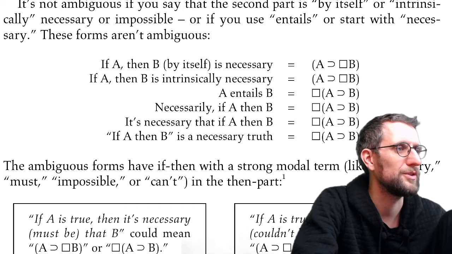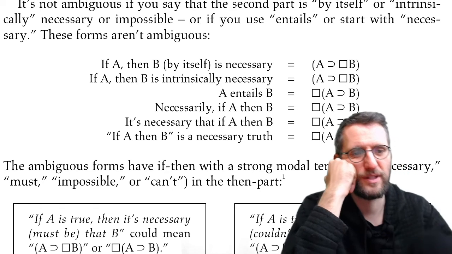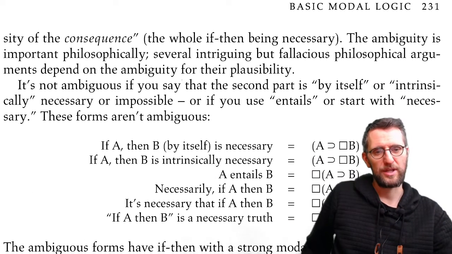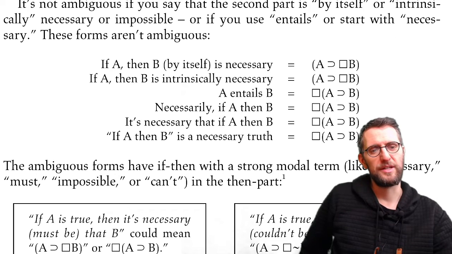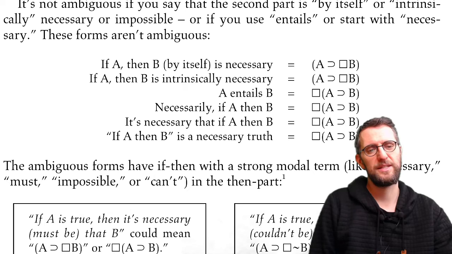If A then B by itself is necessary. So let's look at some examples, okay? Let's see how we write that. If A then B by itself is necessary. If A, then B is intrinsically necessary. That seems to be the same formulation. A entails B.